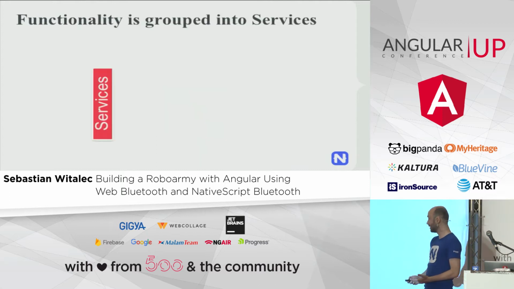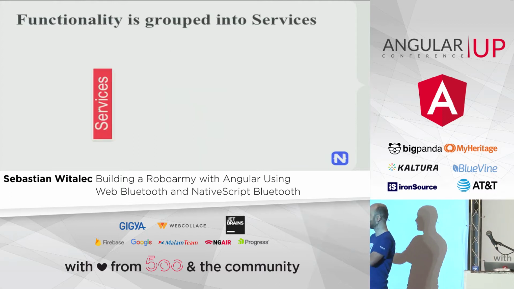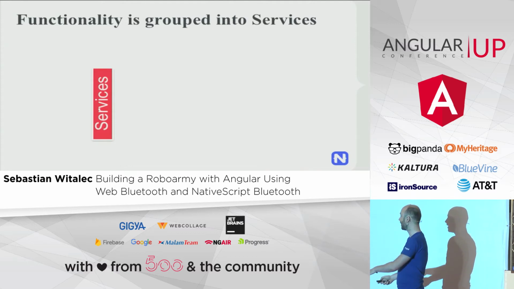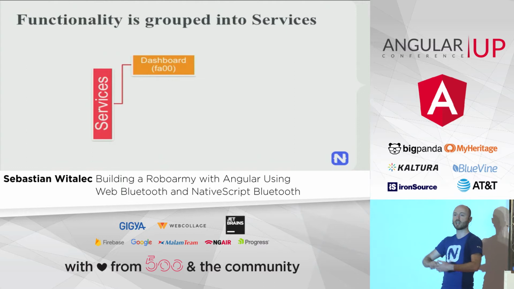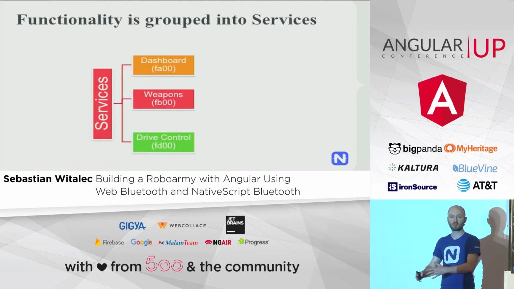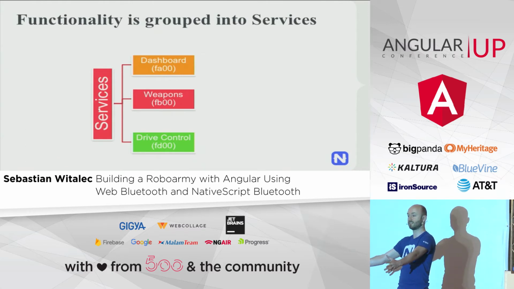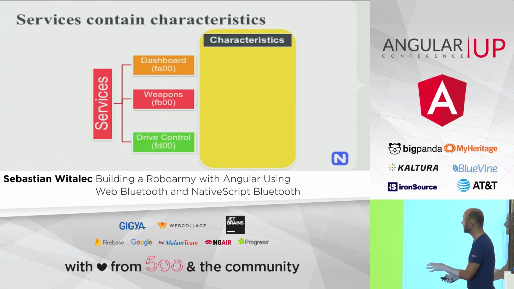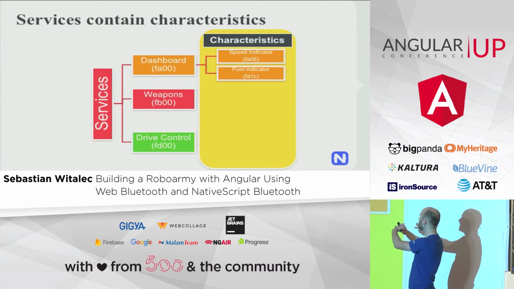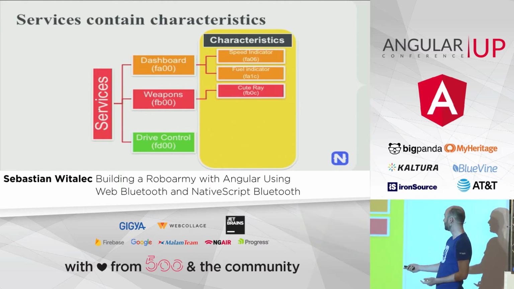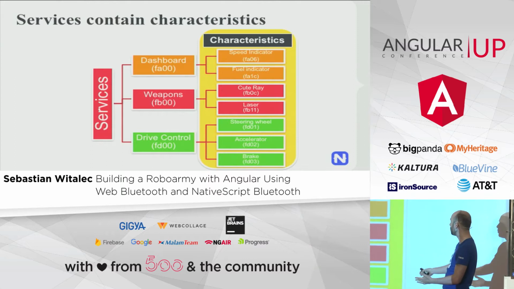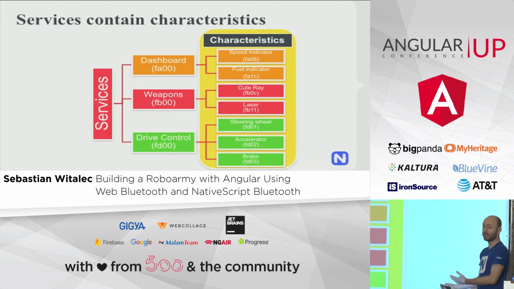So how do we do that? The Bluetooth communication is divided into a bunch of services. You could have a service for a dashboard, or for weapons, or a service for drive control. Imagine you have a tank. Each of those services is then divided into a bunch of characteristics. For the dashboard, we have a speed indicator and fuel indicator. For weapons, we have a cute ray and laser. And for drive control, we have a steering wheel, accelerator, and a brake.